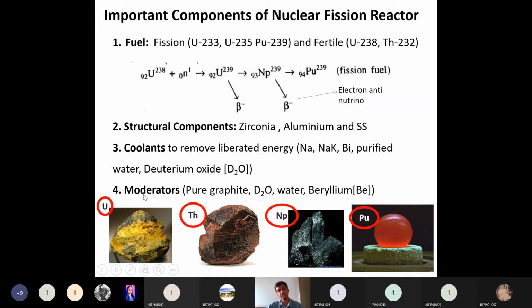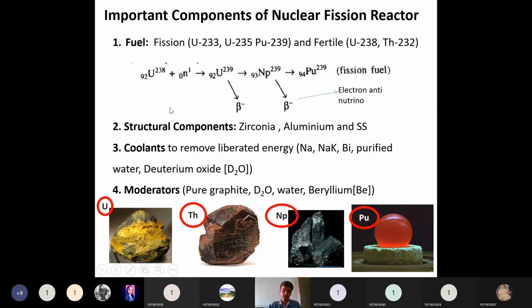There are four major important components in a nuclear fuel reactor. The first one is the fuel. There are two types of fuel: one is the fission fuel, and the other is the fertile fuel. Fission fuels can be used directly in the fission reactor, whereas fertile fuels have to undergo certain transformations before they can be used in the fission reactor.